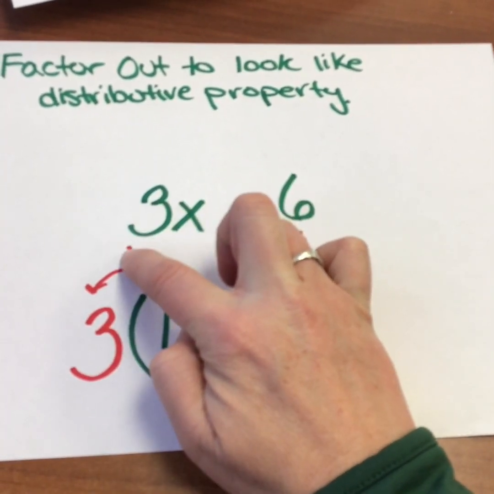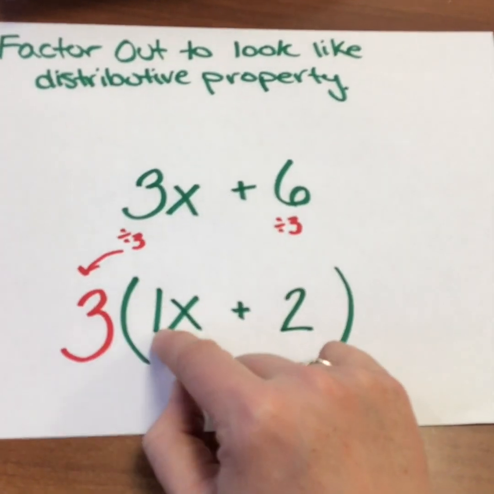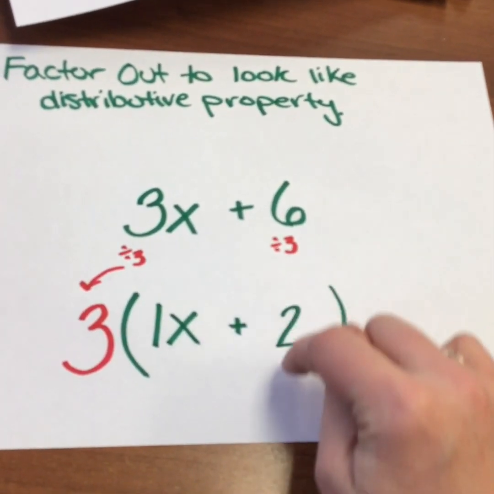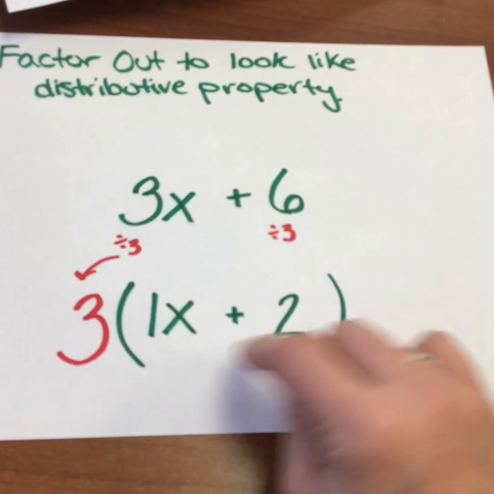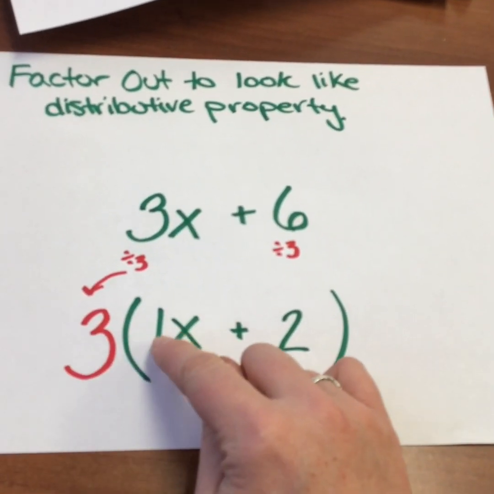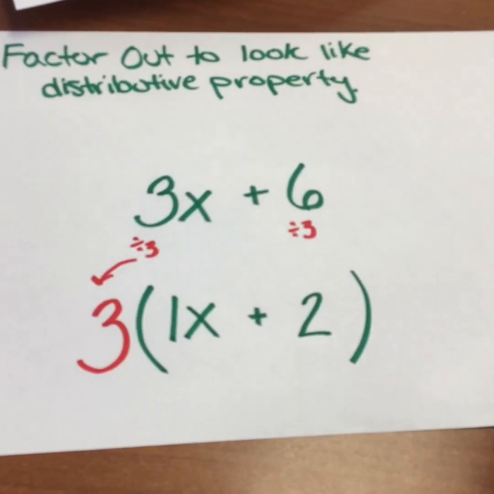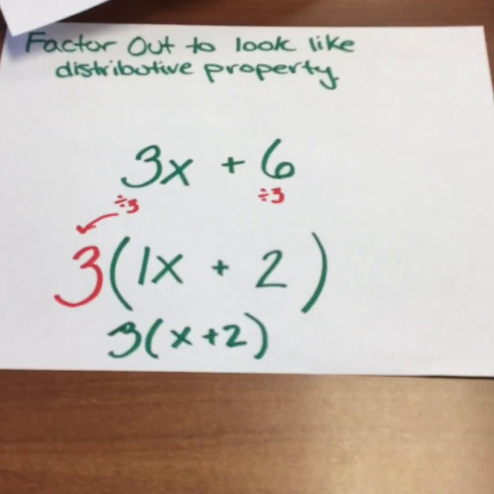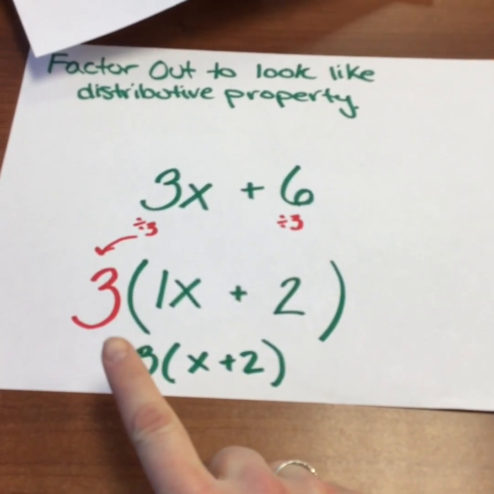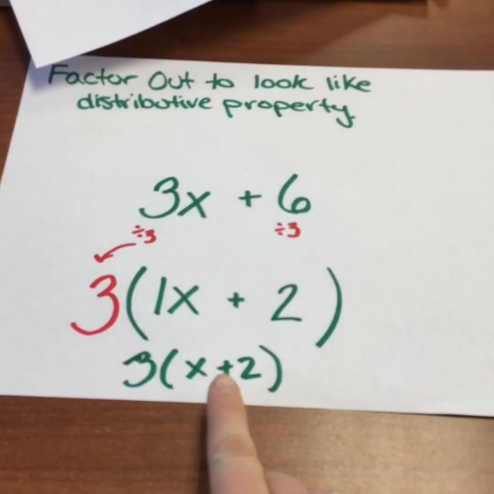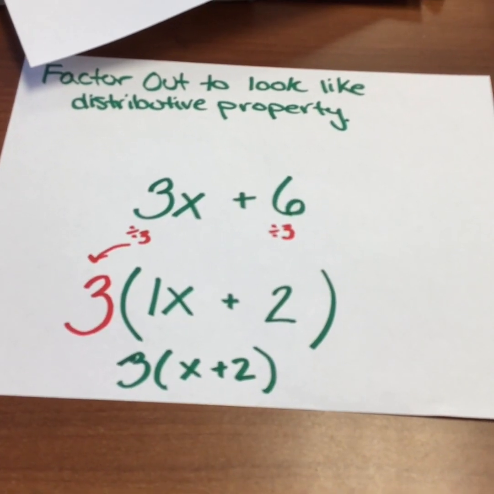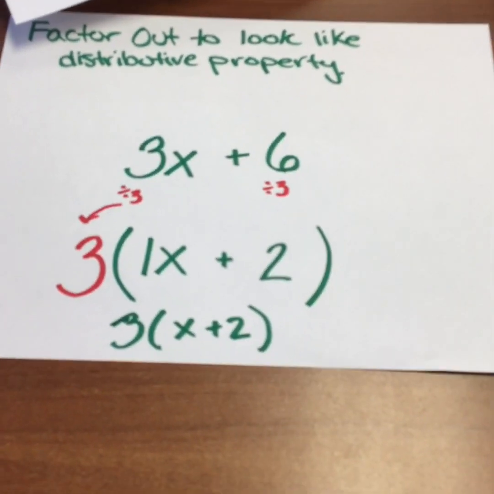Then if you take 3 divided by 3, you get 1, or 1x. And if you take 6 divided by 3, you get 2. 3 parentheses 1x plus 2, which is the same as the original. So if you were to write this out, you really have 3 parentheses x plus 2. You can write 1x or you can just write x. They mean the same thing.